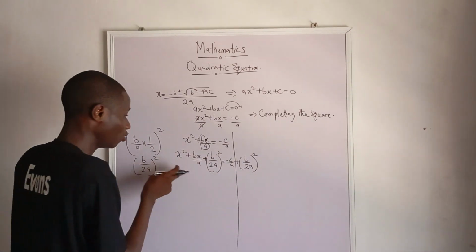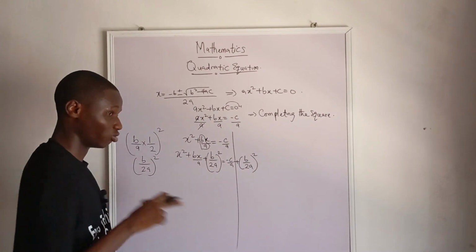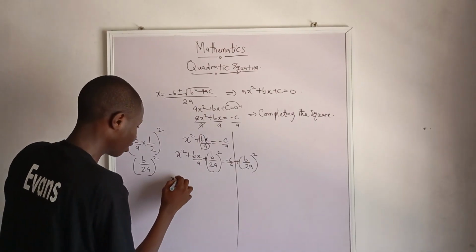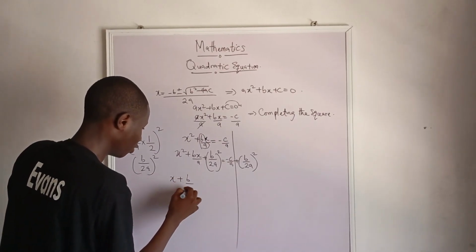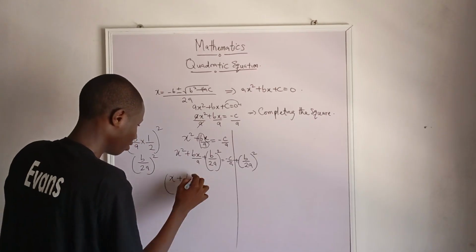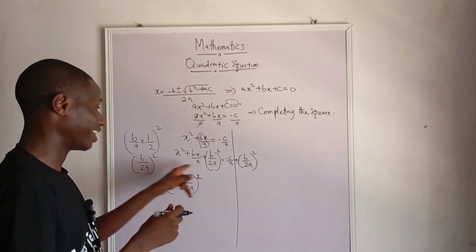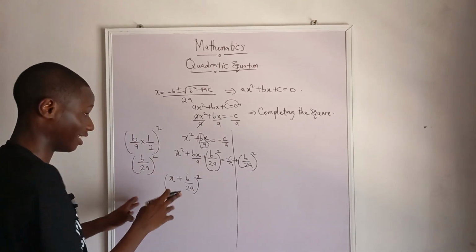So I already know that when I do this, just as a rule of thumb, whenever you do something like this, you're going to get x plus b over 2a squared. Because if you open these brackets, at the end of the day, you will later get this. So just get it like that.